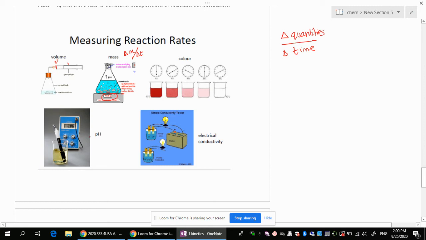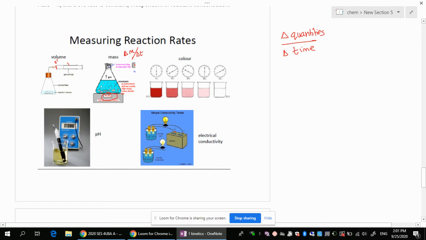Another way is to monitor pH. So you could have a reaction in which you could measure the rate at which, for example, the hydrogens are being produced in an acid. You could also measure the rate at which they're being consumed, something like a neutralization reaction. So you can track pH over time.